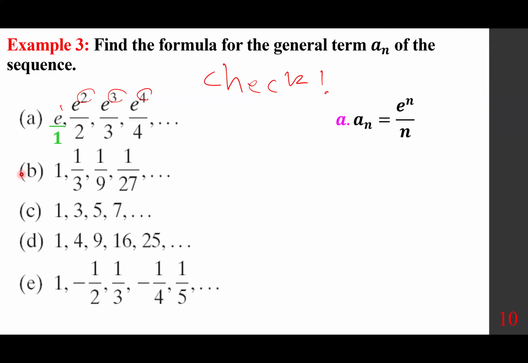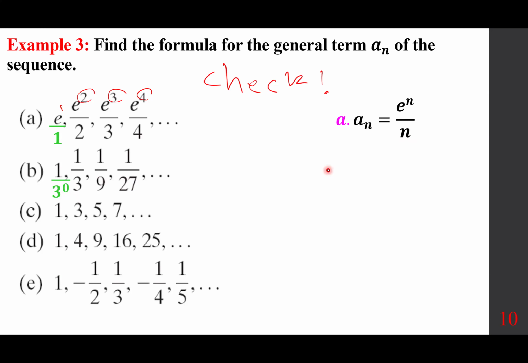We go to b, and we notice that the numerator doesn't change. The numerator is 1, so the answer is 1. But what about the denominator? This one has 3, this one has 9, this one has 27. So 3 means 3 to the power of 1, 9 means 3 squared, 27 means 3 cubed. Can I put a 1 there and call it 3 to the power of 0? And the answer is yes. So what is the general term? It's a fractional format, just as this one.